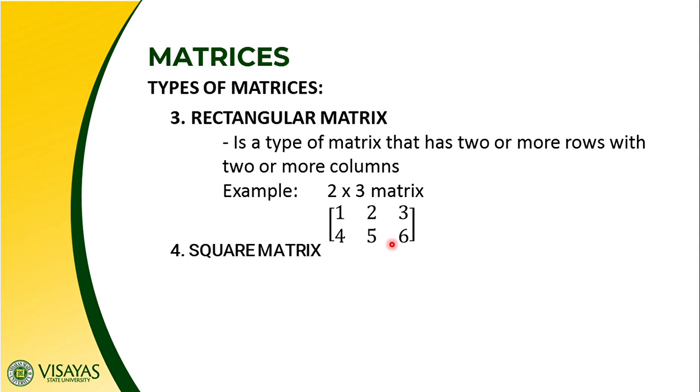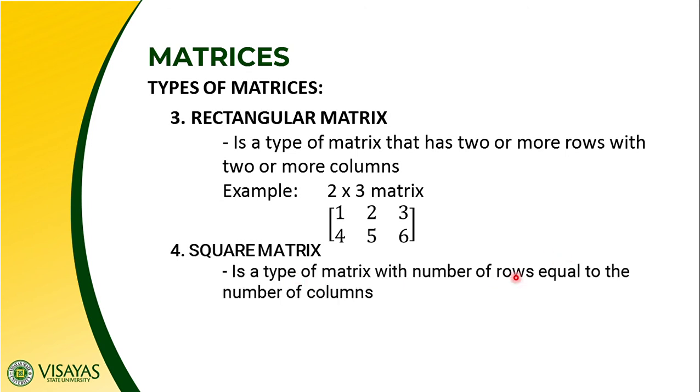Next, we have the square matrix. So a square matrix is identified easily because the number of rows and the number of columns are just equal. For example, a 3 by 3 matrix such as this one, there are 3 rows and there are also 3 columns. So we can also have 4 by 4, 5 by 5, 6 by 6. As long as the number of rows and the number of columns are equal, then the matrix is a square matrix.